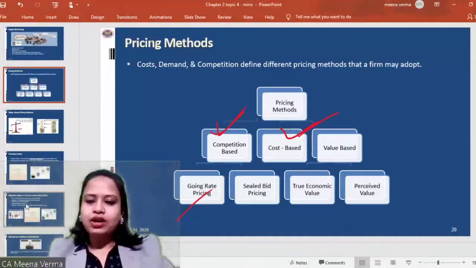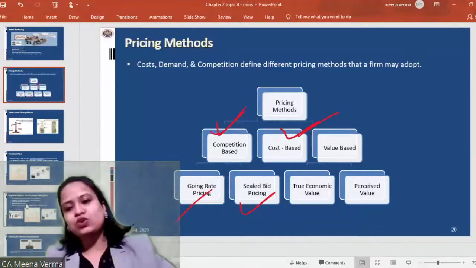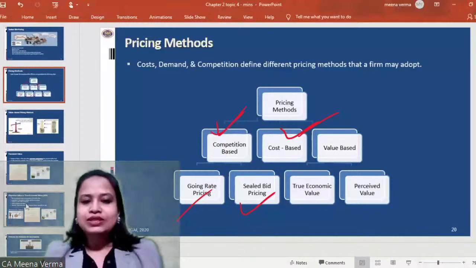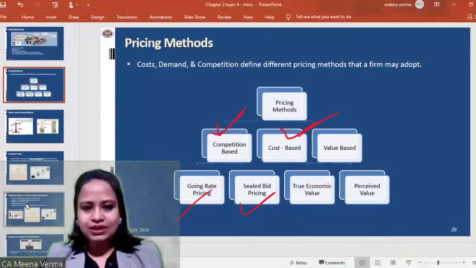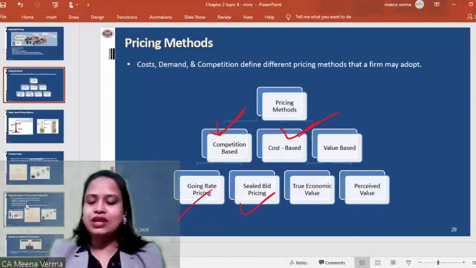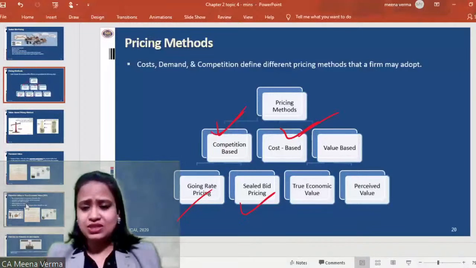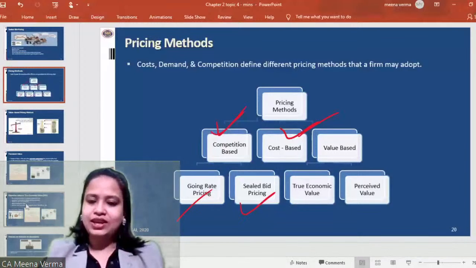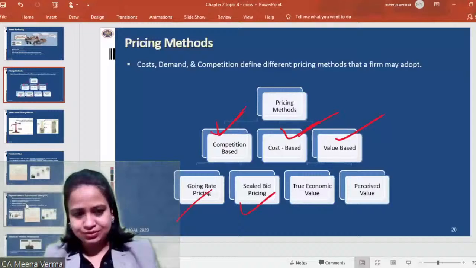Or the other is sealed bid pricing. Sealed bid pricing is a case where there is one buyer and many sellers. Those sellers will quote the price and we will issue a tender, and generally you will observe this case in government organizations. Next is value based pricing method.